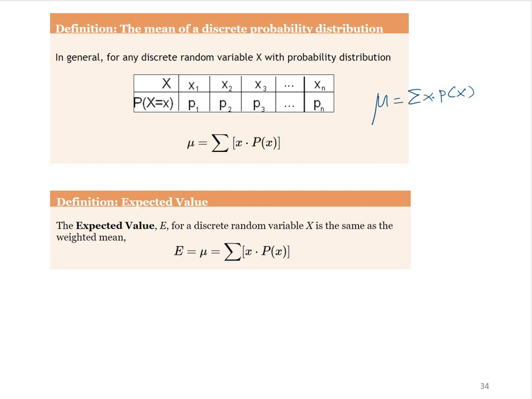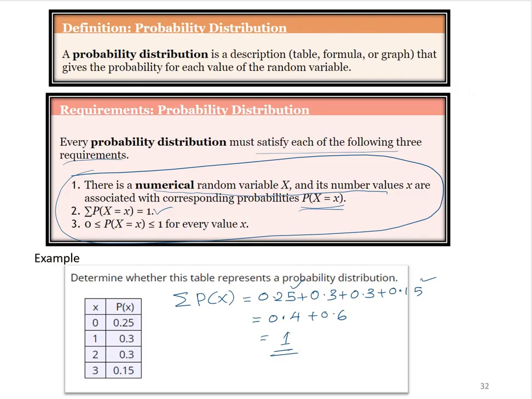For example, if we go back to the previous problem, to find the mean or mu, you just need to multiply the 0 with this one, 1 with this one, 2 with that one, 3 with that one, and then add up all these things. That will directly give you the mean value. That is the mean.